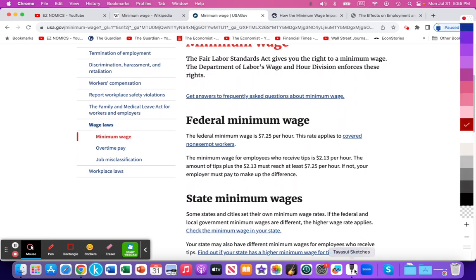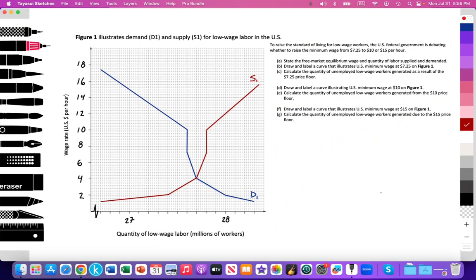So let's go ahead and look at this paper 3 type of question. Later I'll show you the real world context for this with some links if you're interested to investigate more about this minimum wage proposal in the US. So here we have figure 1.